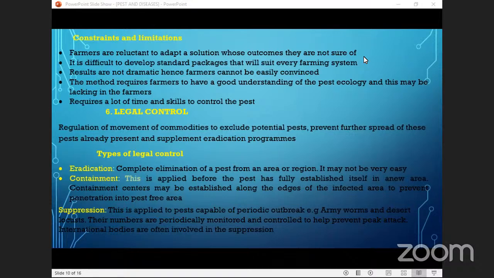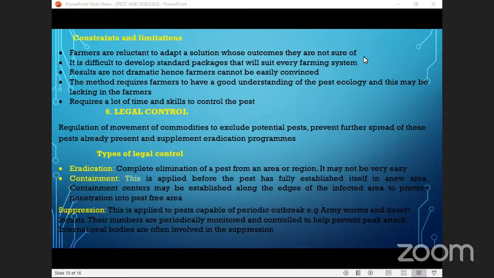And then the other, it requires a lot of time and skills to control the pest. You have to take time, because after applying all those methods, you fumigate using chemicals, you build a fence, and other measures. This takes a lot of time to control the pest compared to chemical. You just spray once and for all.